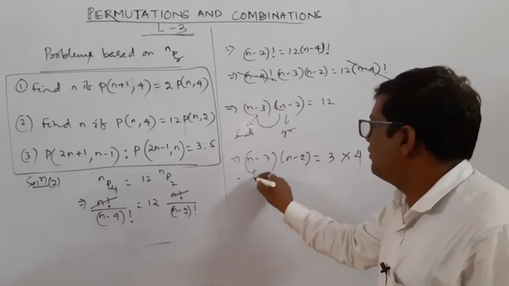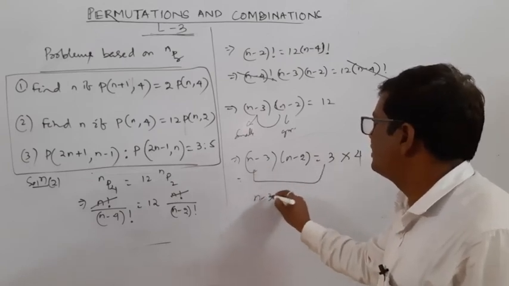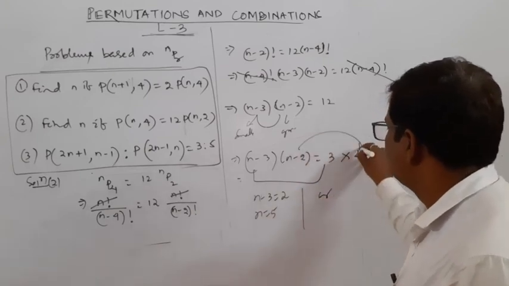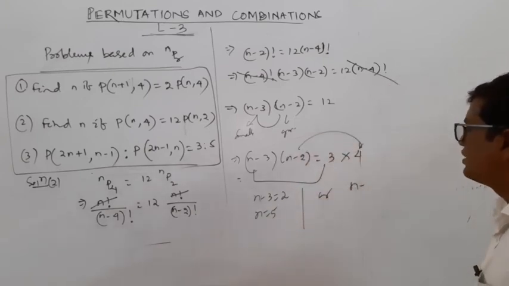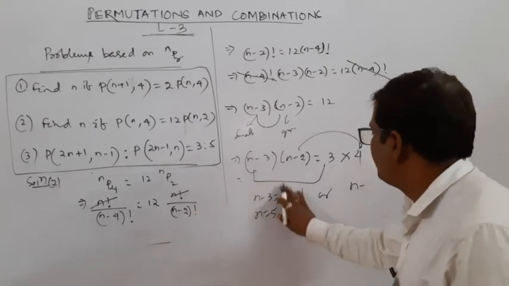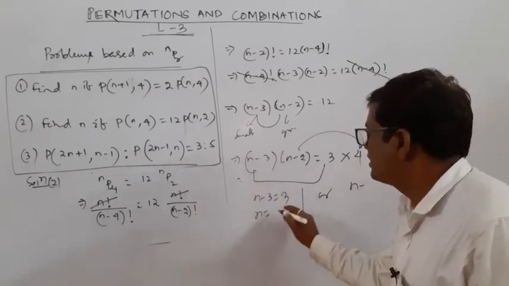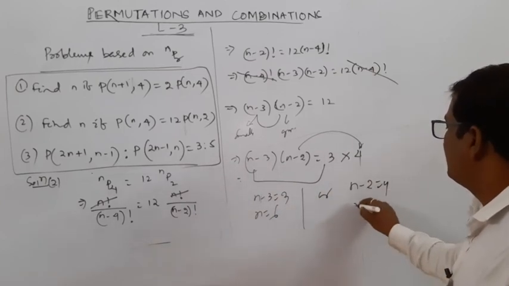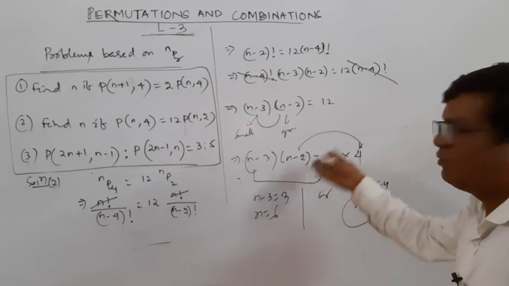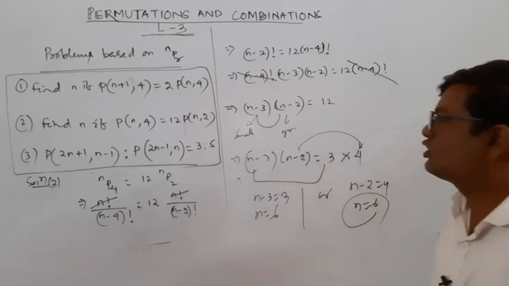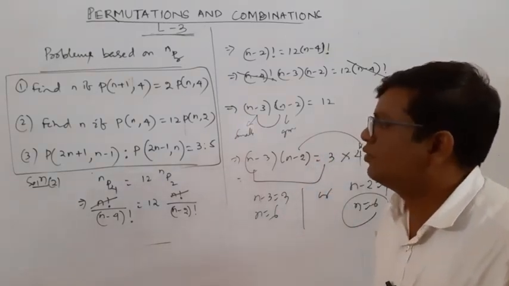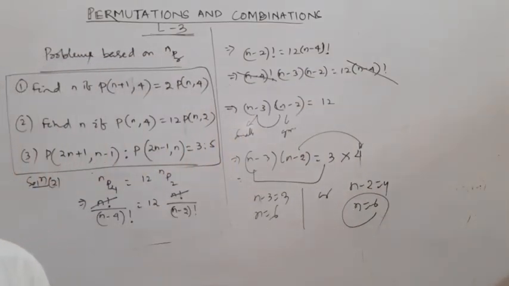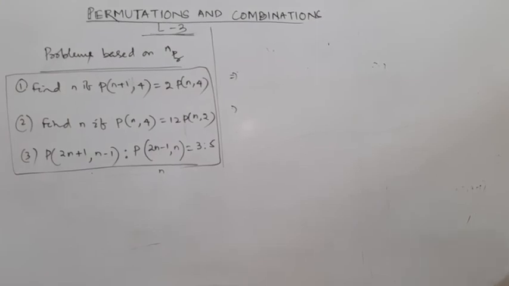Or you may take n minus 3 is equal to 3, so n is equal to 6. Or you may take n minus 2 is equal to 4, n is equal to 6. Any one you may take. This is the solution of question number 2. Now the solution of question number 3.